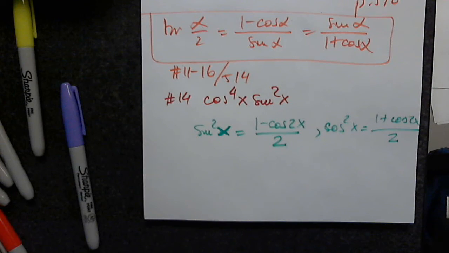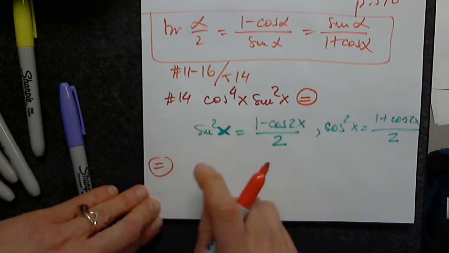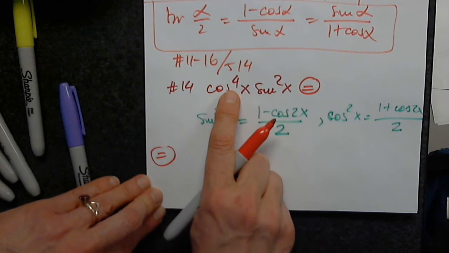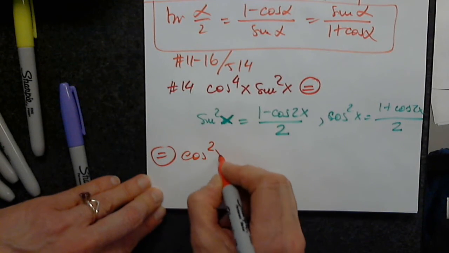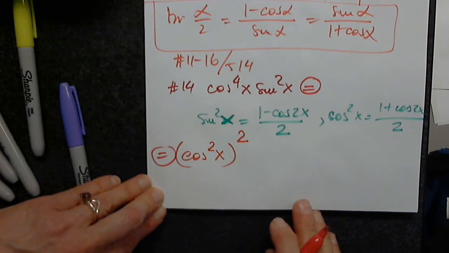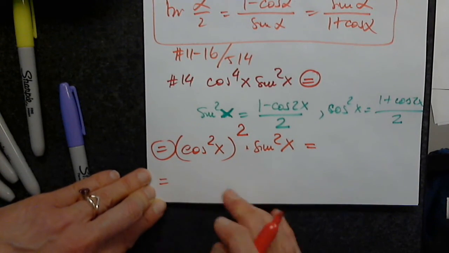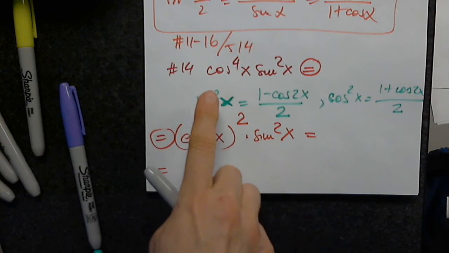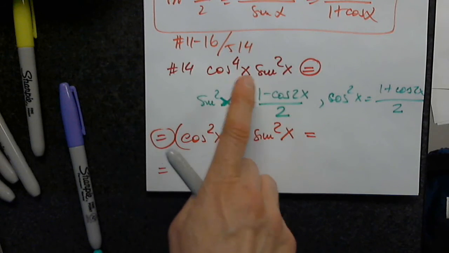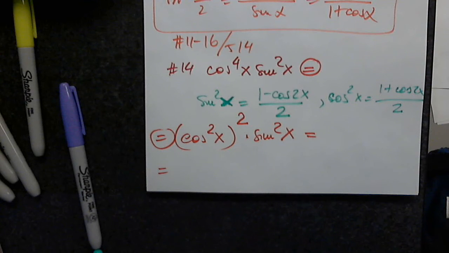Okay. So now I go back to the problem and I replace cosine to the fourth by cosine squared, everything squared. Is this first step clear? I don't have a formula for cosine to the fourth. I only have a formula for cosine squared. But I know I can obtain cosine to the fourth by squaring cosine squared. Are you with me? Yes.